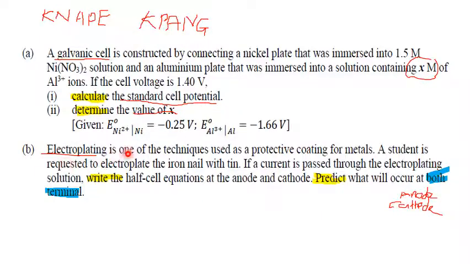B, electroplating is one of the techniques used as a protective coating for metal. A student is requested to electroplate an iron nail with tin. If a current is passed through the electroplating solution, write the half cell equation at the anode and cathode. Predict what will happen for both terminals. So in this case, you must know the symbol for iron nail with tin. Okay, so with tin, meaning that it's coated with tin. So what's the symbol for tin?